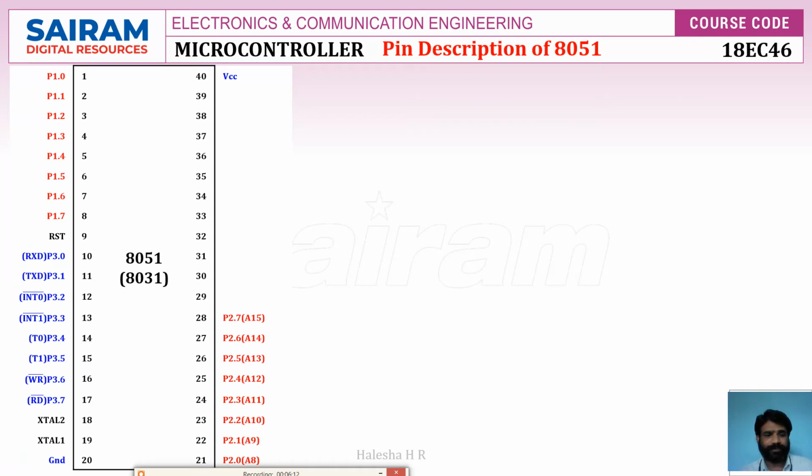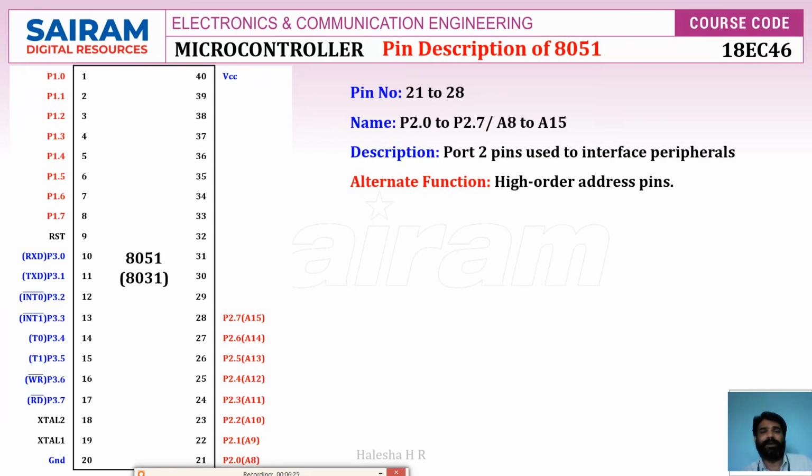And then pin number 21 to 28, P2.0 to P2.7, in bracket which is written A8, A9 up to A15, that is the alternate function. So pin number 21 to 28 are named as P2.0 to P2.7, or they can be named as A8 to A15, that means alternate function. So these pins can be used to interface peripherals and can be used as IO or as higher address pins for external memory.